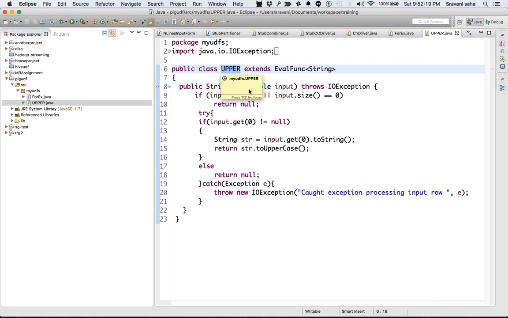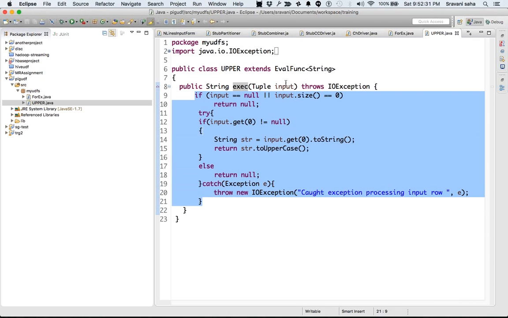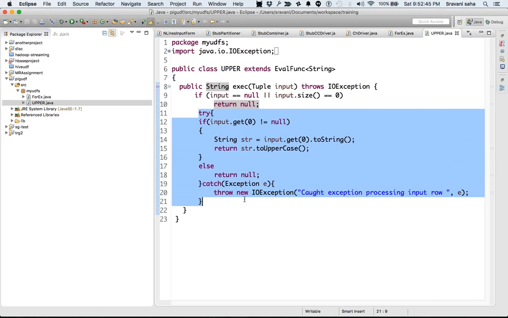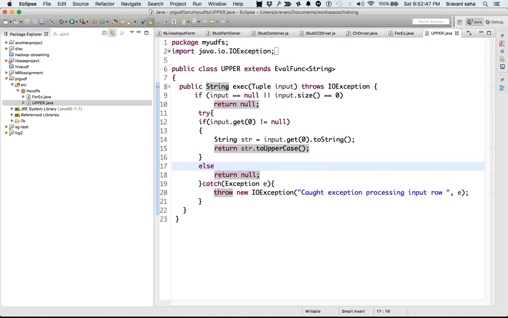Every class you define with eval function, you have to implement a method called exec, in which you will be given a tuple as input. You have to do whatever you want to do over the tuple, and then return. So what we are saying is, in case the tuple is null or has 0 records, return null. If it is not null, get the 0th value. In case the 0th value is not null, then only return the uppercase. We could do anything we want in this function.